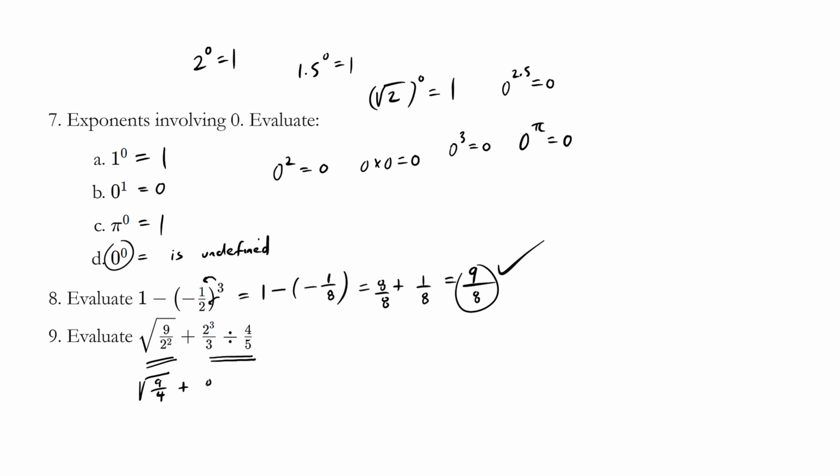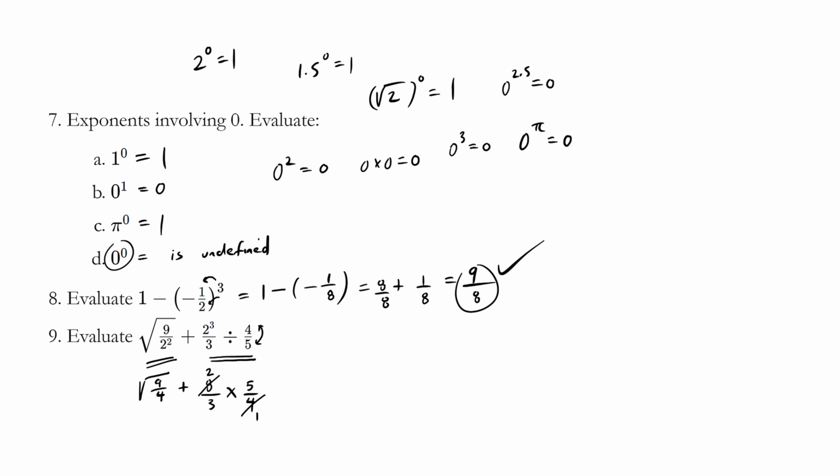2 cubed is 8. And the 3 remains the same. We're going to change the division to multiplication by flipping the fraction. The denominator 5 now becomes the numerator, and the numerator 4 now becomes the denominator. That's the rule. We can even simplify the 8 and the 4. We can simplify diagonally or up and down. So the 8 becomes a 2. We're dividing by 4, and the 4 becomes a 1.